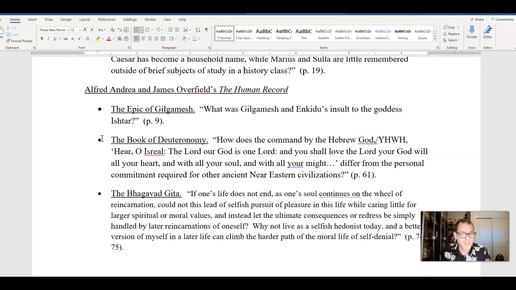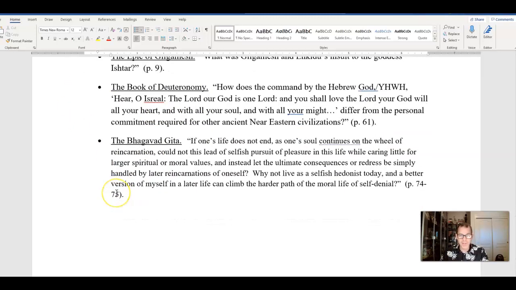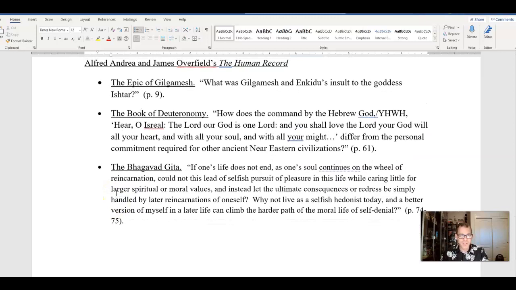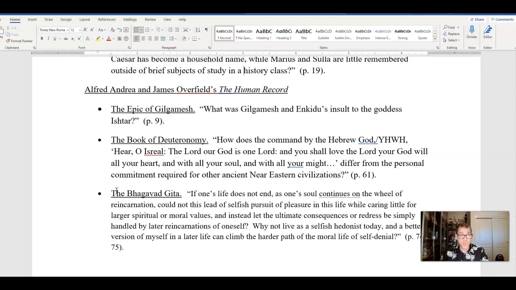So that's what you can put in there for page 9. And then Book of Deuteronomy, same deal. And then from Bhagavad Gita, same deal. So again, for those of you guys in Zoom class, you'll have 1 question per reading from the human record for the class. For those of you guys who are not able to do the Zoom class, you'll have 2 questions for each of these. Epic of Gilgamesh 2, Book of Deuteronomy 2, Bhagavad Gita, 2 questions.